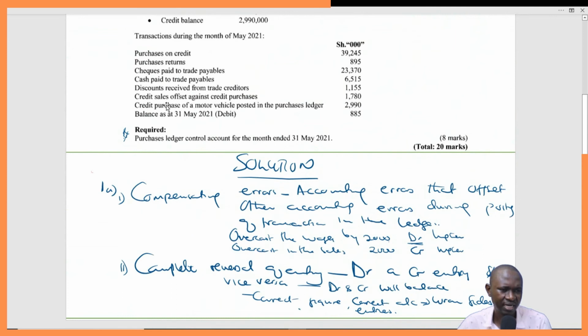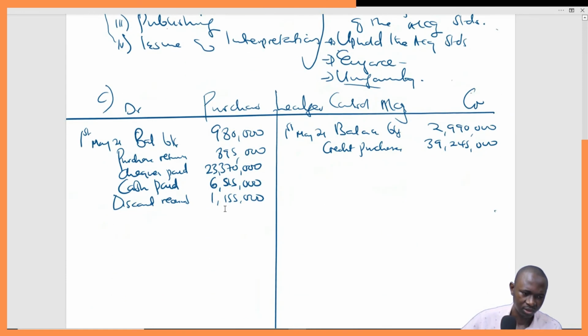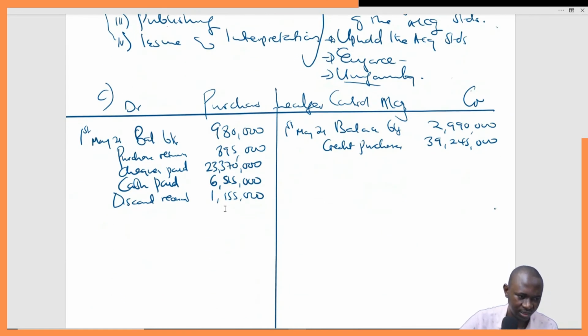Credit sales offset against credit purchases. I assume that suppliers bought goods from us on credit, and instead of paying us, we are to offset that figure from what we owe them. So that has the effect of reducing our liability. So credit sales offset against credit purchases 1780. So we'll simply talk of an offsetting, credit sales. The figure was 1780.